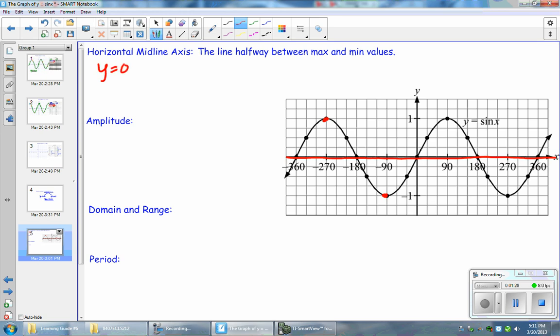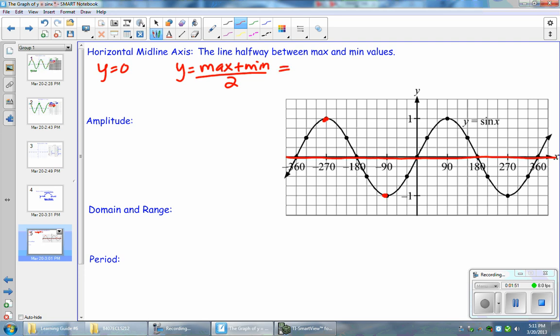Now, it's not going to be the case for every single sine graph that you'll see. So a general formula to help you find the midline is given as follows. y is equal to your max plus your min, divided by 2. So you're essentially taking the average of your max and your min values. And that's going to give you the line of your midline axis.